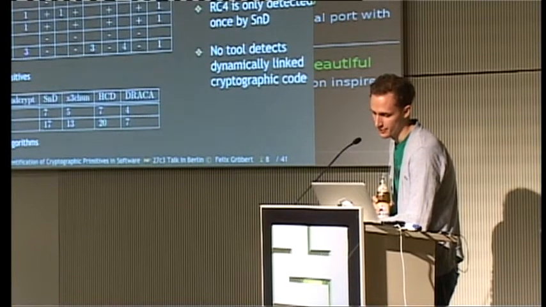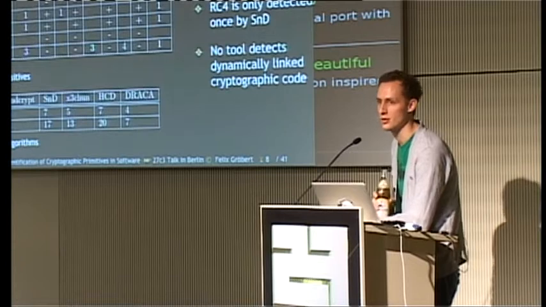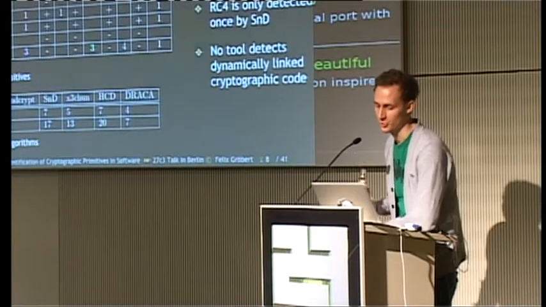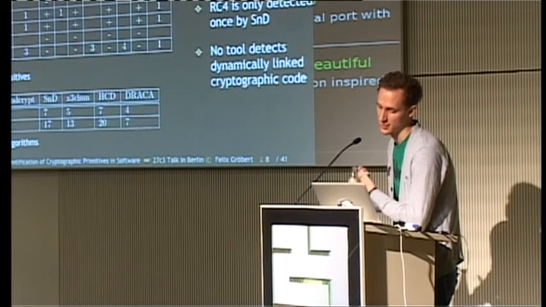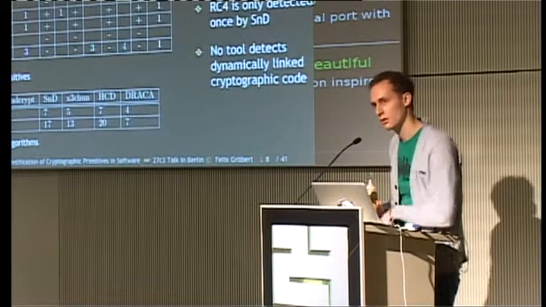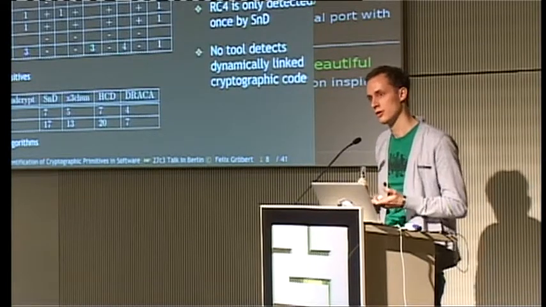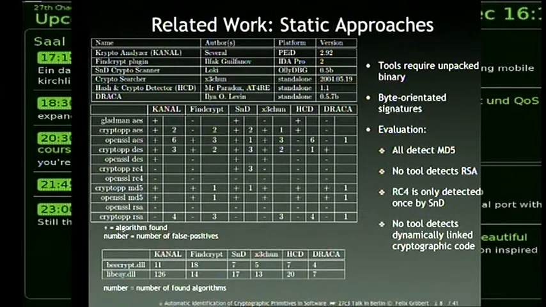Of course, none of the tools detect dynamically linked or dynamically generated code, which is an advantage I have to mention when I'm using dynamic instrumentation to look at my code, an advantage these static tools don't have. They are mostly working using byte-oriented signatures and look for constants in memory or in the unpacked binary.